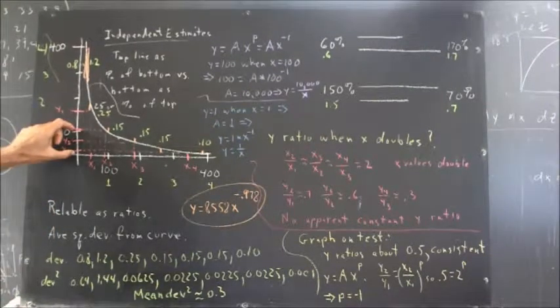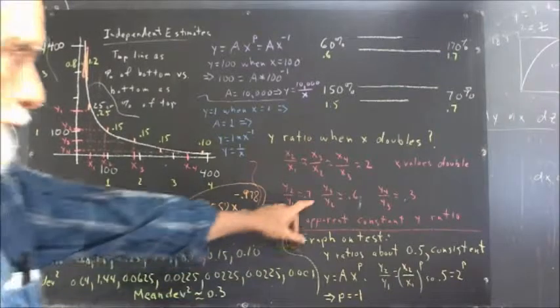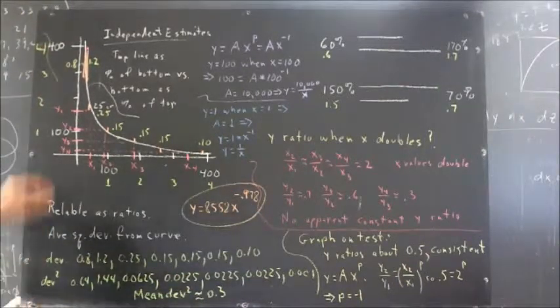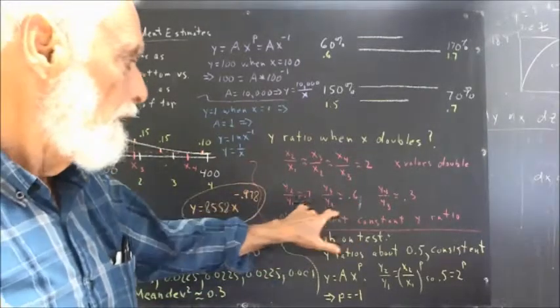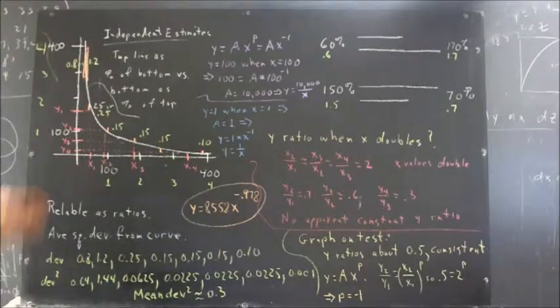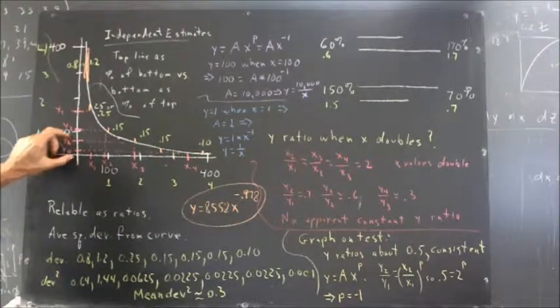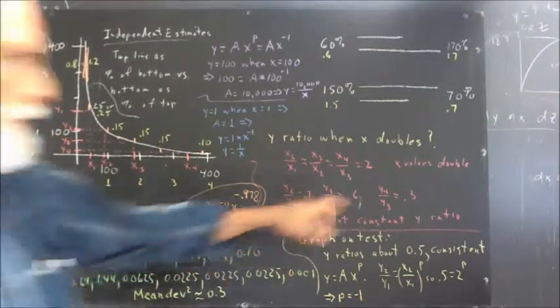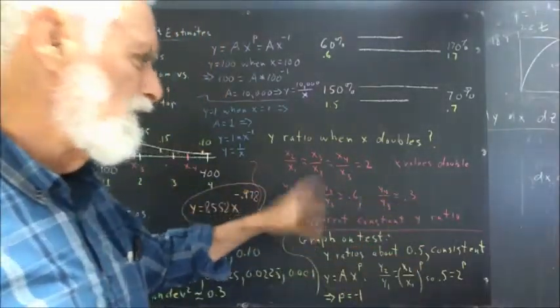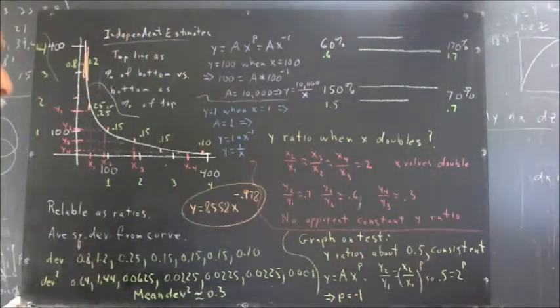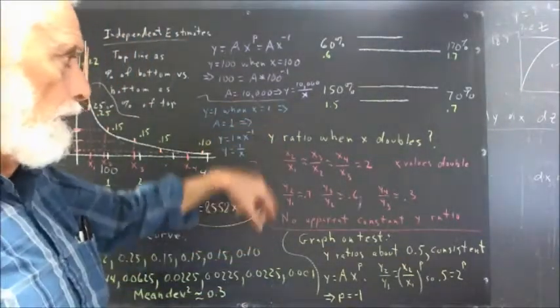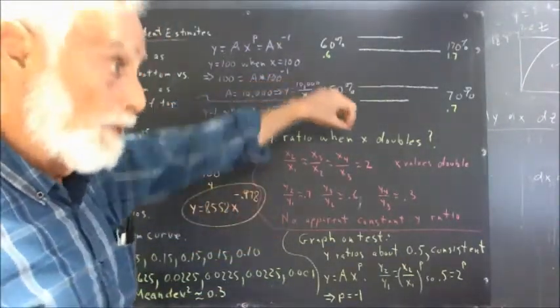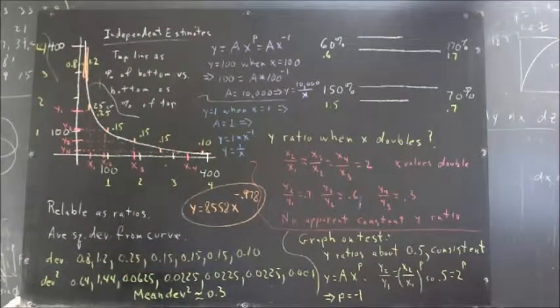Well, y2 appears to be about 70% of y1, so y2 over y1 is maybe about 0.7. y3 looks more like 60% of y2, at least it does to me, but those are not too far different. But y4 is maybe 0.3 of y3, so that ratio is not the same as these. So it doesn't appear that we have constant ratios based on the graph that I've sketched here. There's no apparent constant y ratio, and there would be no point in going further with what we do when we have a constant y ratio, which is to get a power function.